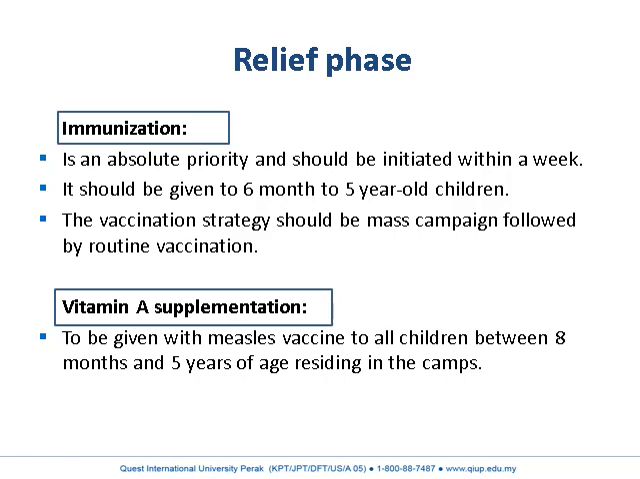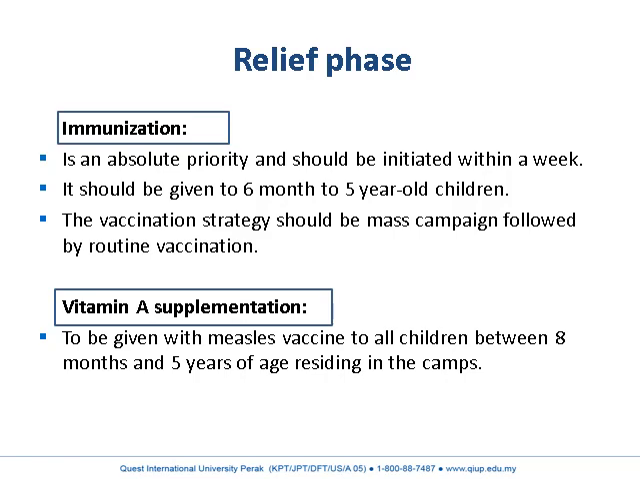Then in the relief phase, we have to think about immunization. It's an absolute priority. All children in the vaccination age group should be vaccinated. In some disaster areas, mass vaccination should be given to all children, like polio vaccination and tetanus vaccination, followed by routine vaccination. Routine vaccination means following the national immunization schedule.